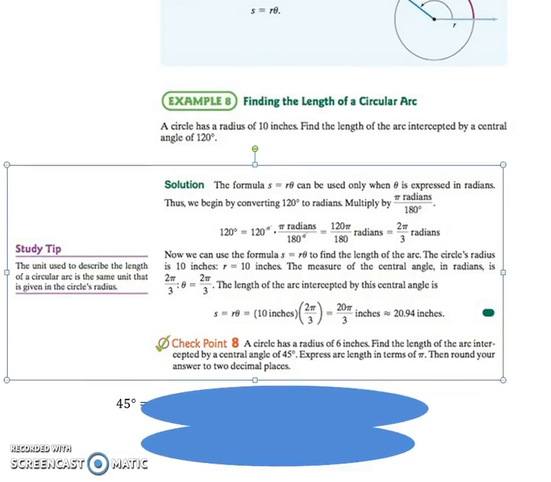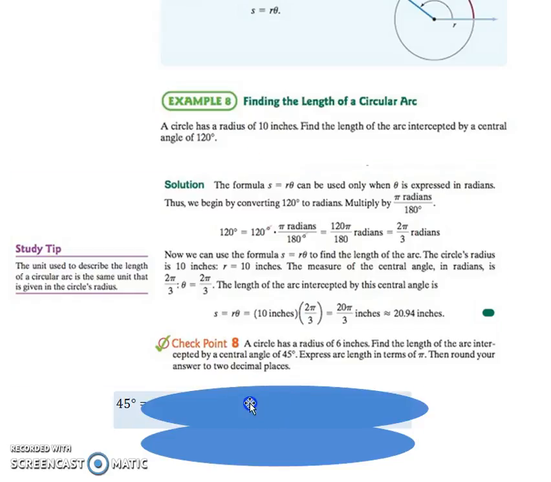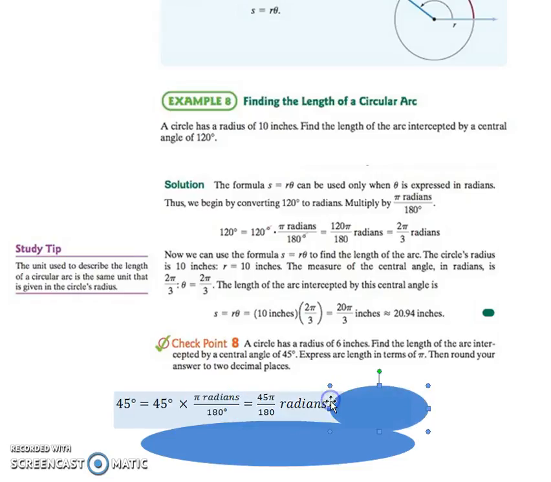So for the checkpoint, it says a circle has a radius of 6, and we want the length of the arc intercepted by a 45-degree angle. Okay, so the first thing we have to do is change 45 to radians, which means we're going to multiply by pi over 180. So 45 pi over 180. They both divide by 45, so that's, I believe, pi over 4.